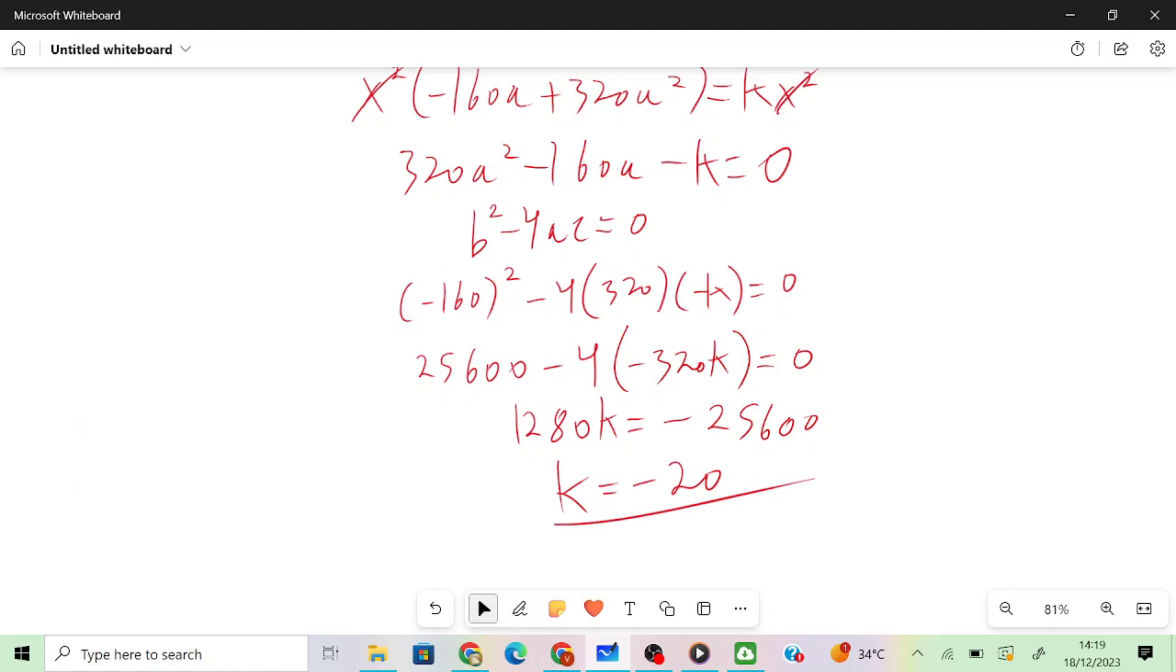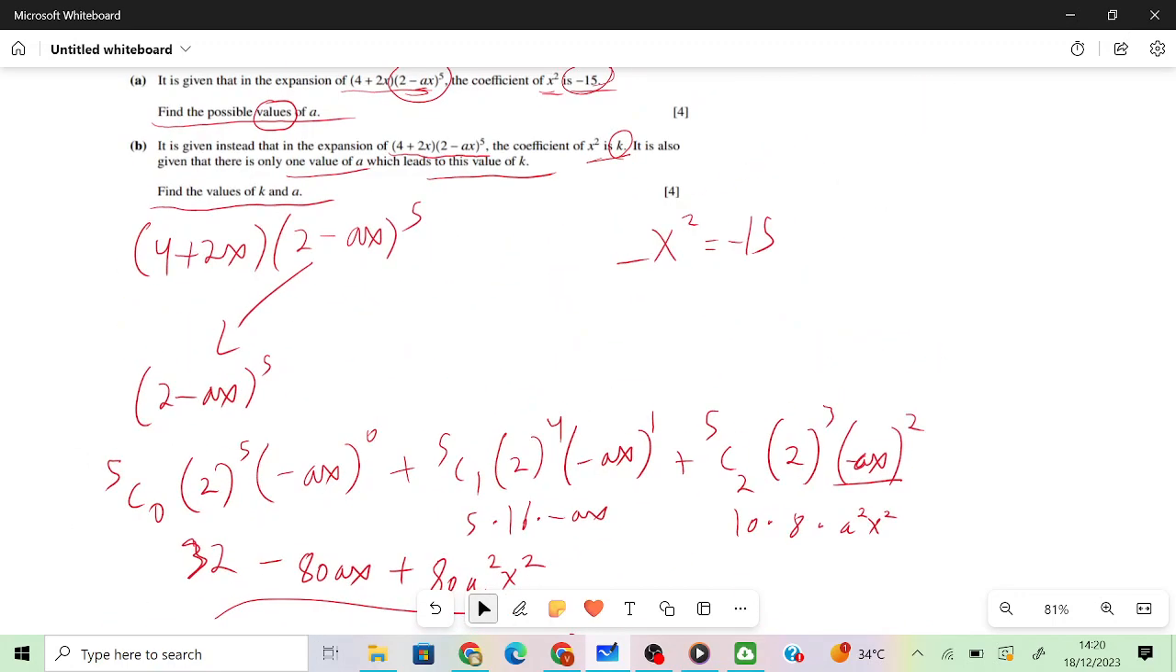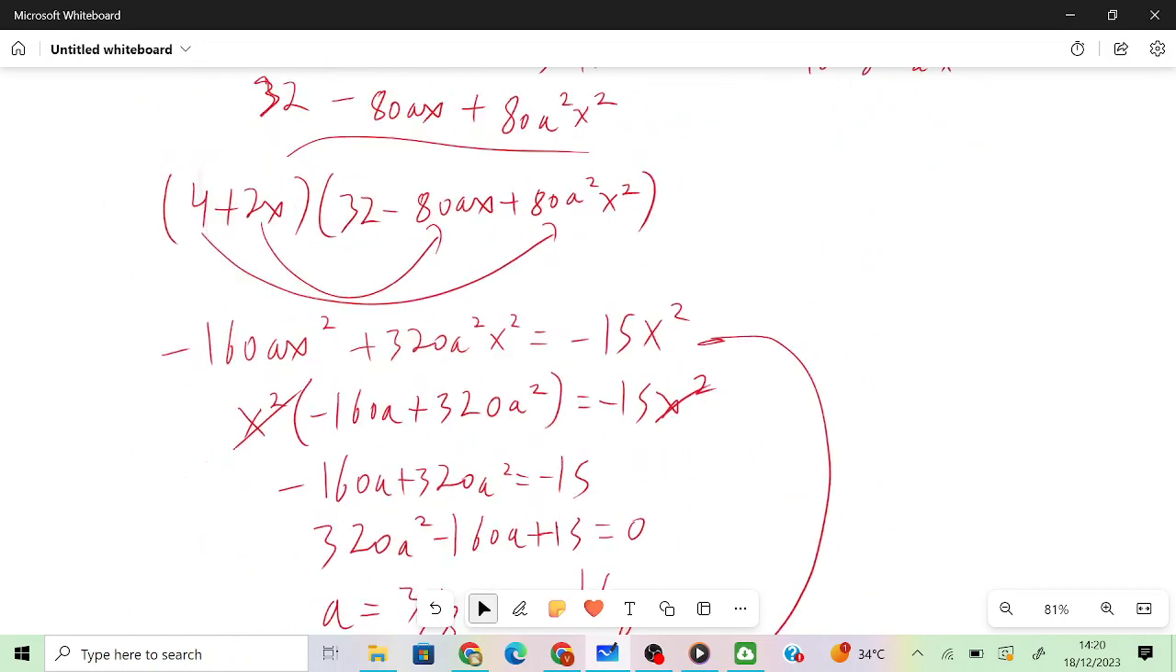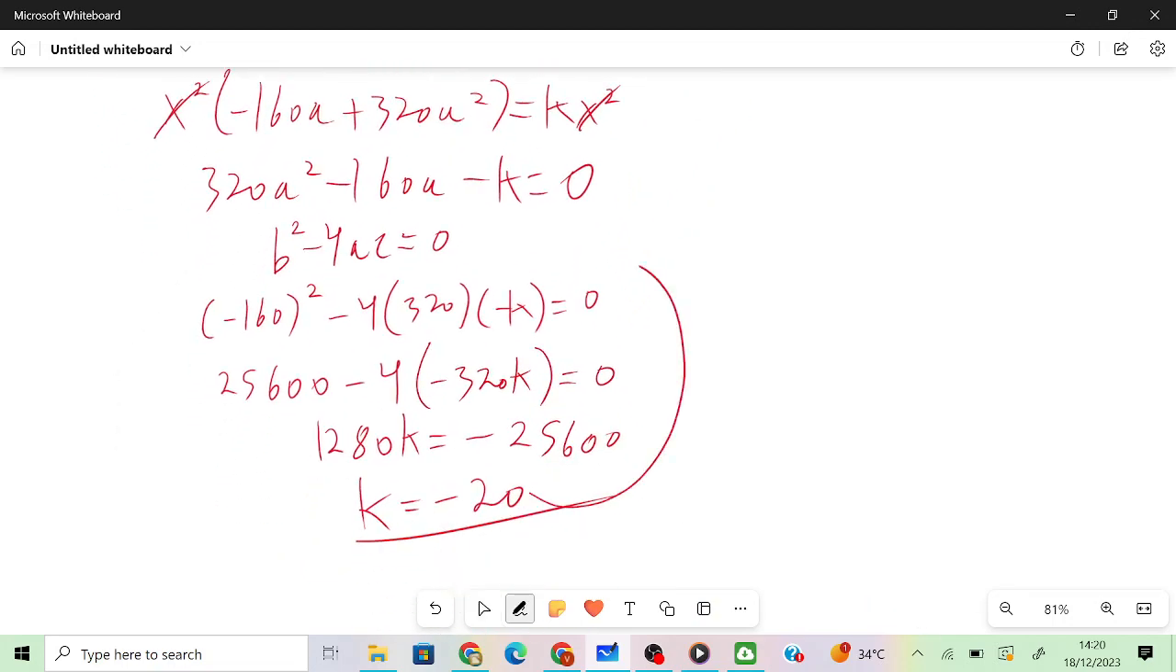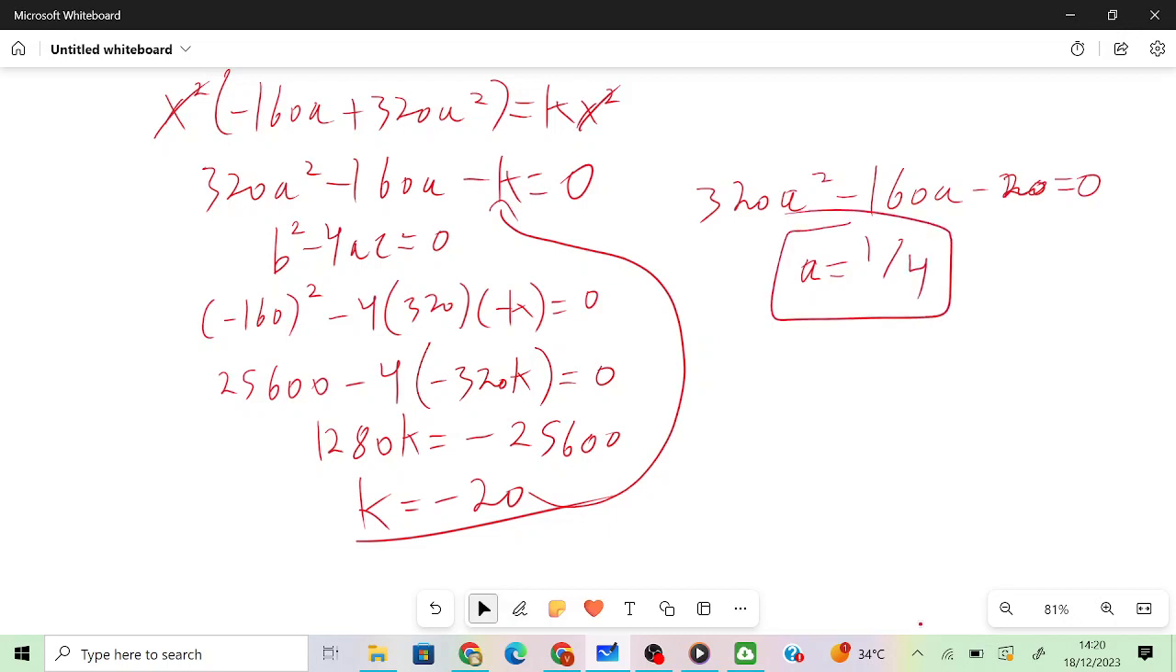So if our k is minus 20, because it also asks us to find the value of a, it said find the values of k and a. So if my k is minus 20, I can just put this k back into this quadratic equation here. So we have 320a squared minus 160a minus 20 equals 0, and then you can use your quadratic formula or factorization to solve for a. Doing that, you only get one value of a, which is a is equal to 1 over 4. And that is the answer for that question.